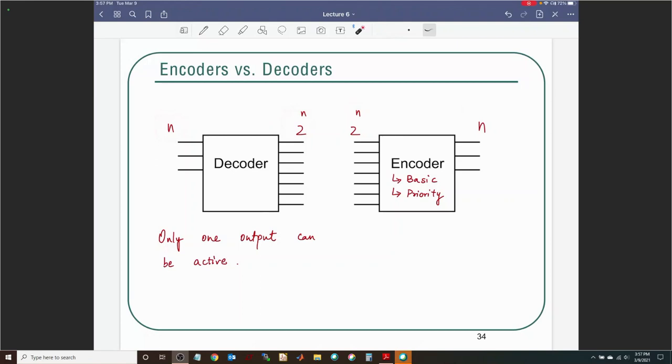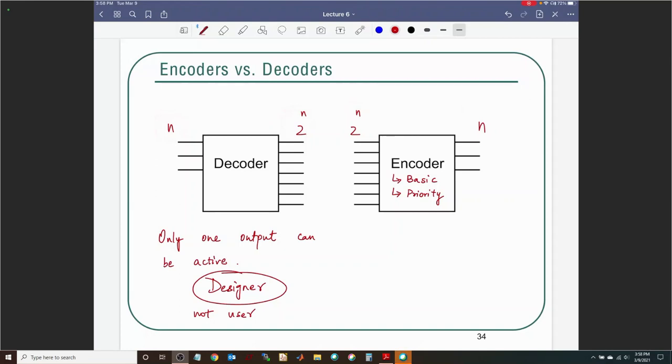Only one output can be active at any given time, and who takes care of that? Who guarantees that? The designer worries about only one output being active. It's not on the user. The user just gives enables and inputs. The user doesn't take the guarantee that only one output is going to be active.